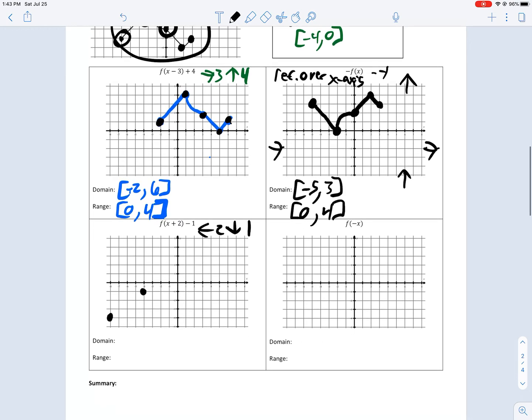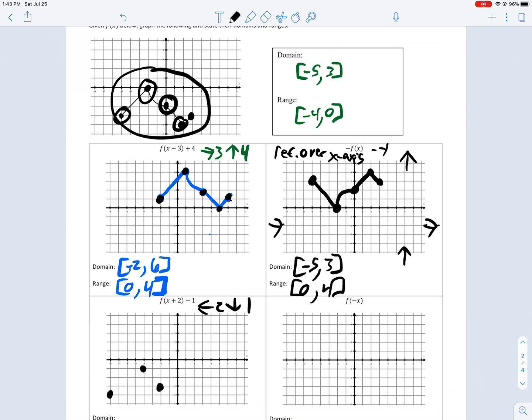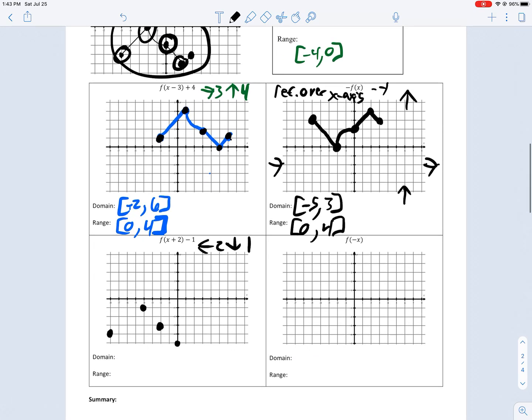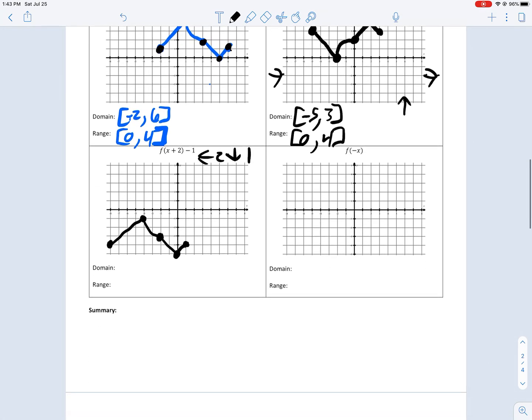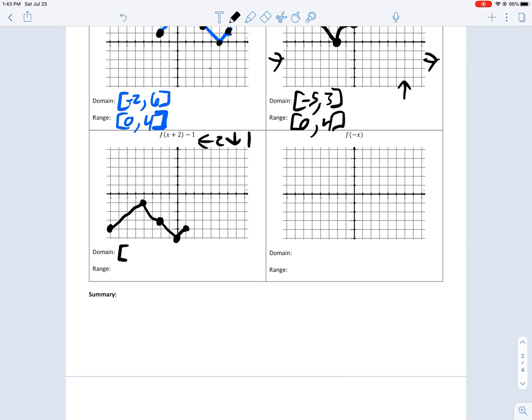Next point up there at 0, negative 2, left 2, down 1. And then that point, left 2 and down 1. And then the very last point, which is at 3, negative 3, is the left 2 and down 1. So we're here, here, here, here. So your domain starts at negative 8, goes all the way to 1. Your range starts down here at negative 5 and goes to negative 1.